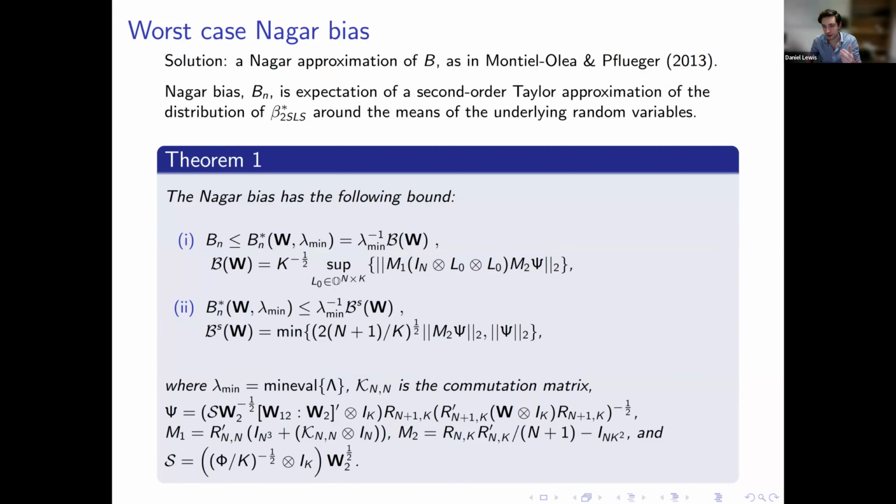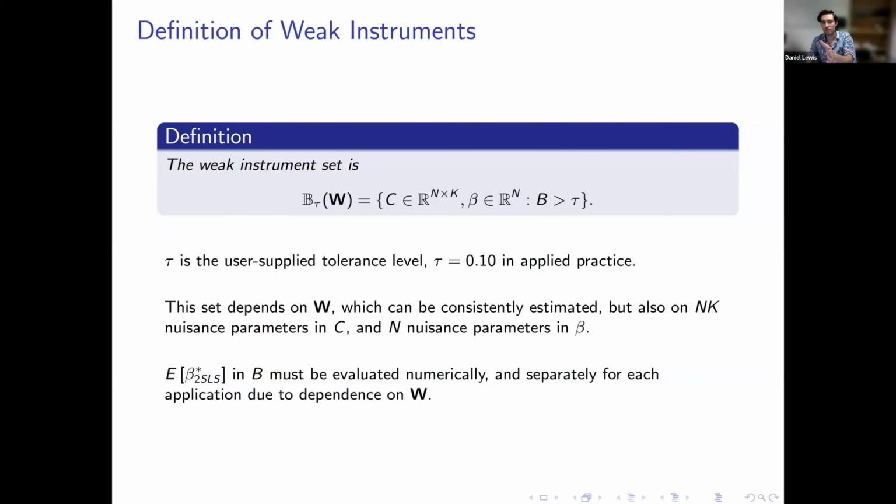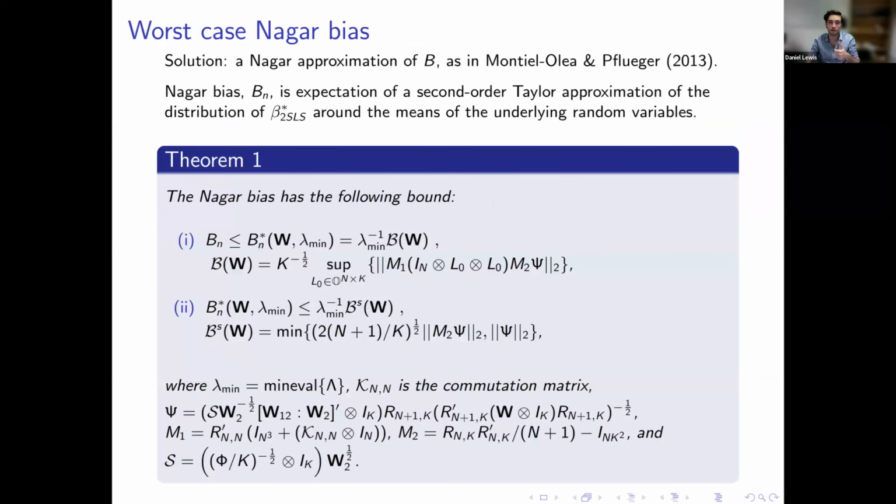Because ultimately, as I mentioned before, the weak instrument set depends on all of these nuisance nk plus n nuisance parameters in C and in beta. So we can't consistently estimate them. So as an econometrician, you have to think about the worst case bias that could be achieved over the possible values for those parameters.